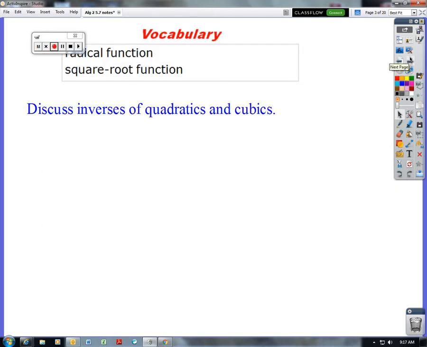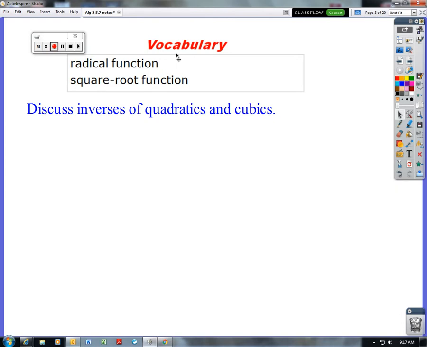So we're going to be working with radical functions and square root functions. Radical functions are anything with a radical in it. And a square root function is more specific because it has a square root, which is a type of radical. And then here I've got that we want to discuss inverses of quadratics and cubics.